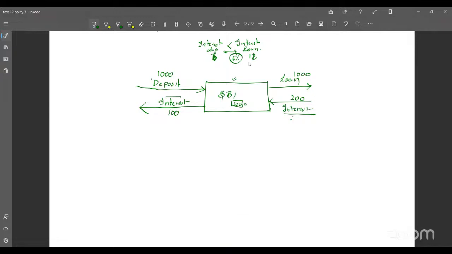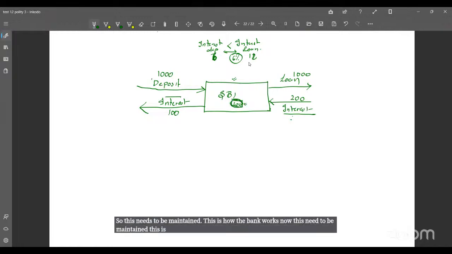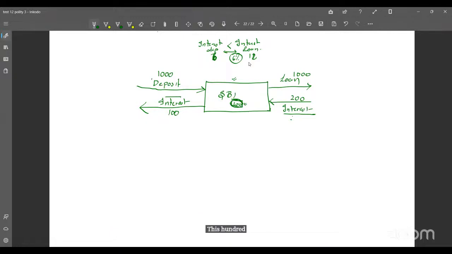Are you getting the point? So this needs to be maintained. This is how the bank works. This is where all the concepts come in. You have to keep this in mind. This 100 rupees has to be maintained.